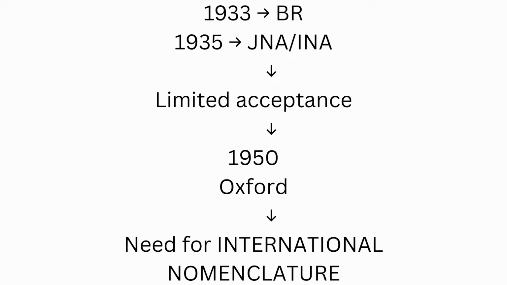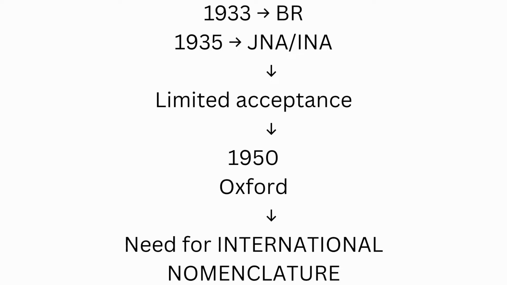Now we come to another important step. In 1950, an International Congress of Anatomists was held at Oxford. At this meeting, it was agreed that another attempt should be made to establish a generally acceptable international anatomical nomenclature. In simple words, anatomists wanted to create a system that could be accepted and used internationally.